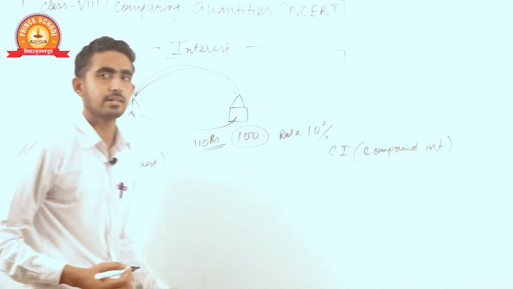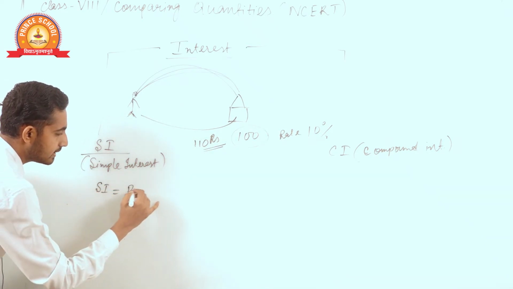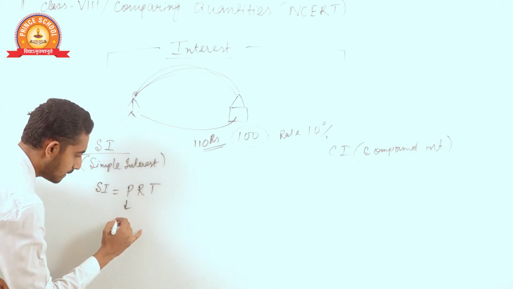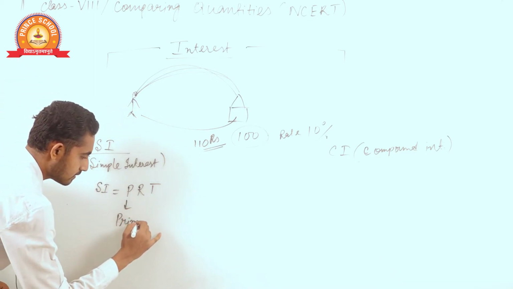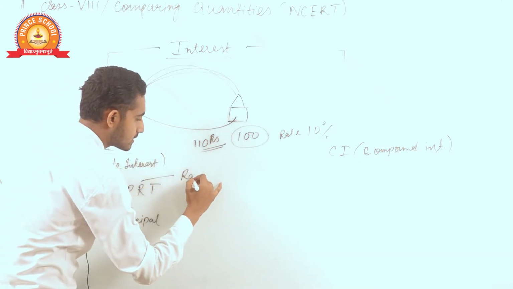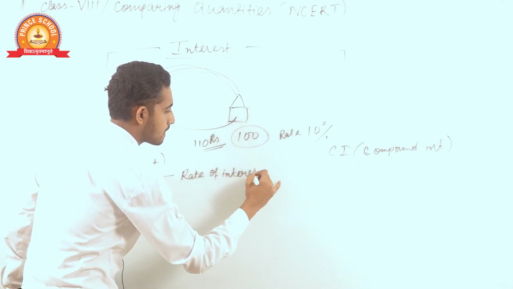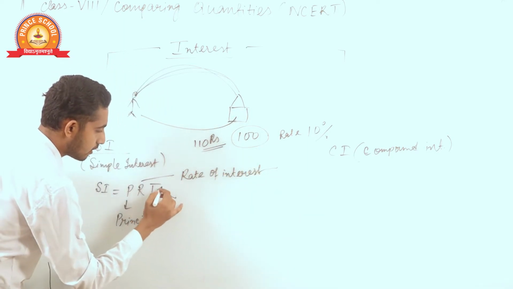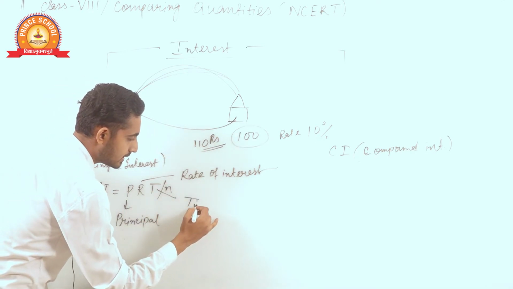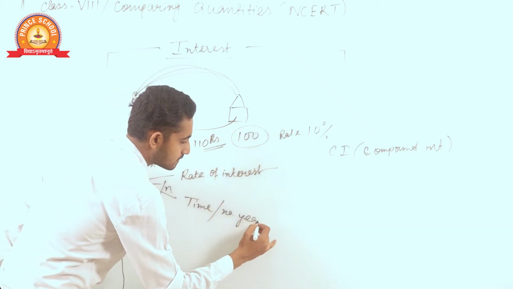Okay. What is the formula of SI? SI is equal to, you can write, PRT. P denotes principal, R denotes rate of interest, and T, or you can say N, denotes time period or number of years.